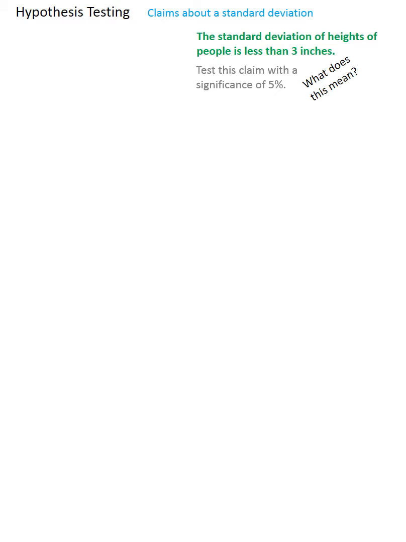Well, what does that mean? It has to do with a false positive. Here's an example. Suppose we were to do a study and find a sample standard deviation that was well below 3, say 2 inches or 1.8 inches or something like that. Could that low of a standard deviation in the sample just be a complete statistical accident? Could it have happened by chance even if the claim here were not true?